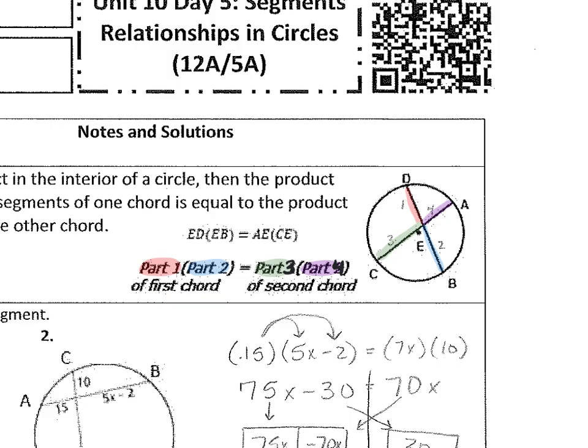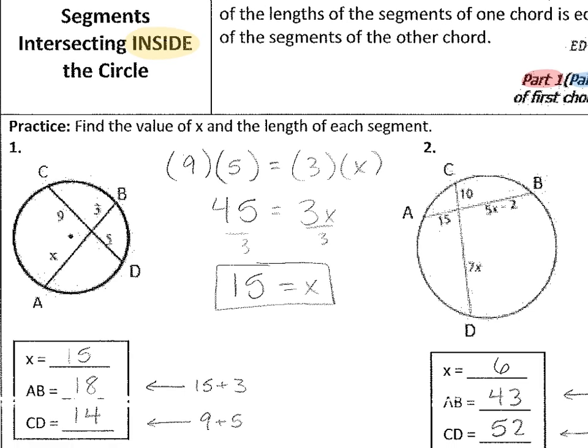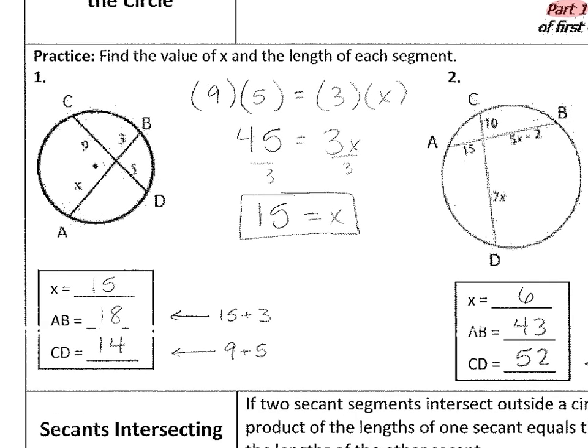So for example, in number 1, it says to find the value of x and the length of each segment. So I notice right away, my eyes go to the circle, and I notice that this is intersecting inside the circle. So I start color coding. I say, all right, for this first segment, here's the first part, here's the second part. For the second segment, we have the first part and then the second part, so parts 3 and 4.